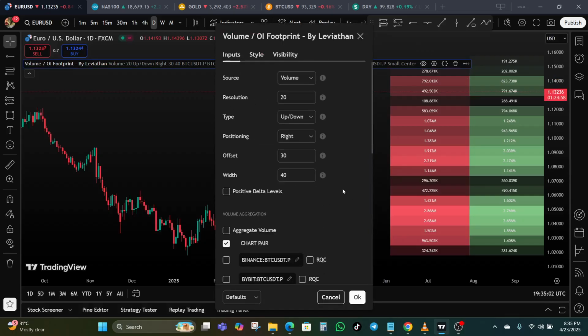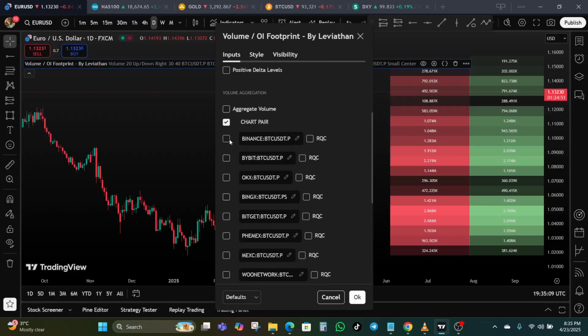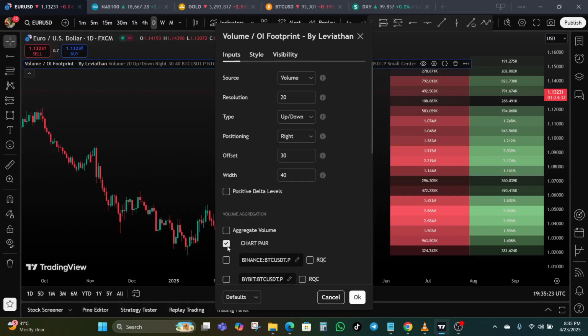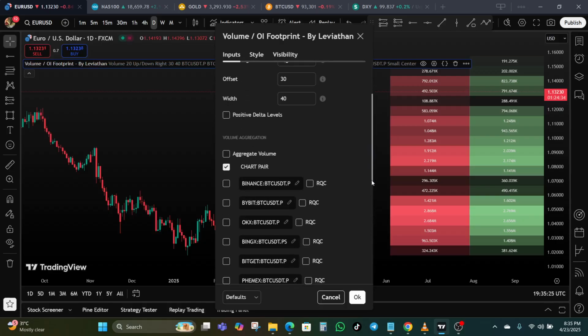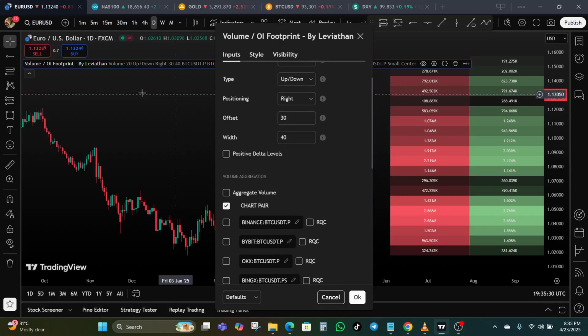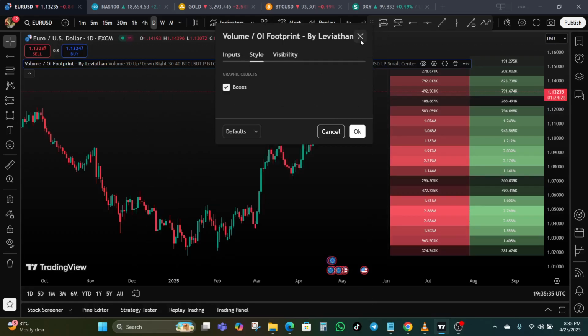This is for aggregate volume, chart pair. If you tick on this, perhaps if you want to use it for the BTC USD perpetual on Binance, you can tick on this. We're just going to leave it on this chart pair since we are using our foreign currency pair, euro USD. So we're just going to leave this one ticked. I think we are good to go.